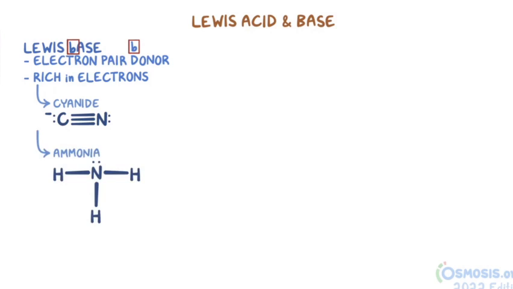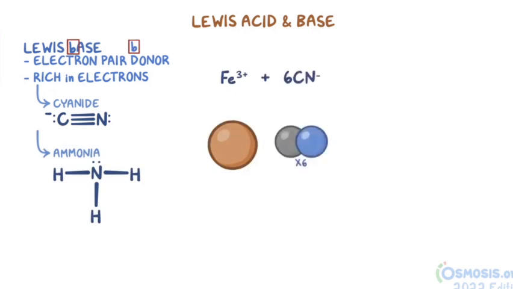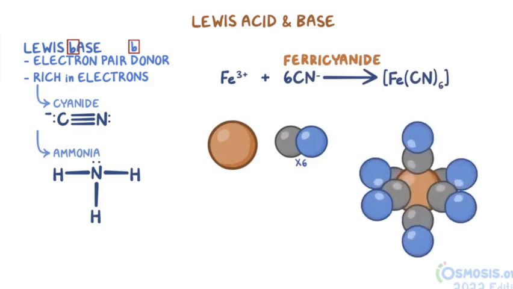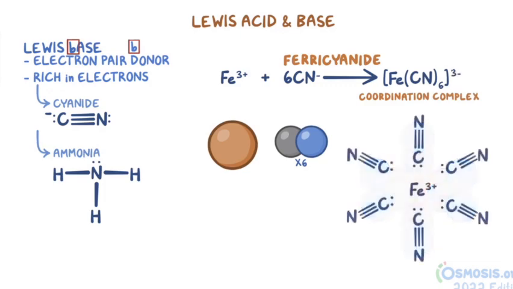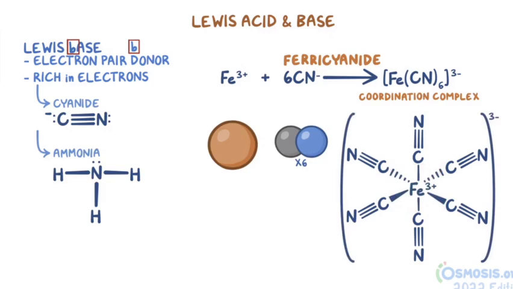Let's look at the reaction between the iron 3+ cation and 6 cyanide anions to form the ferrocyanide ion. The ferrocyanide ion is an example of a coordination complex and has an overall charge of 3-. Since opposite charges attract, the negatively charged electrons on a cyanide anion are attracted to the positively charged iron cation. Each cyanide ion donates a lone pair of electrons to the iron cation.